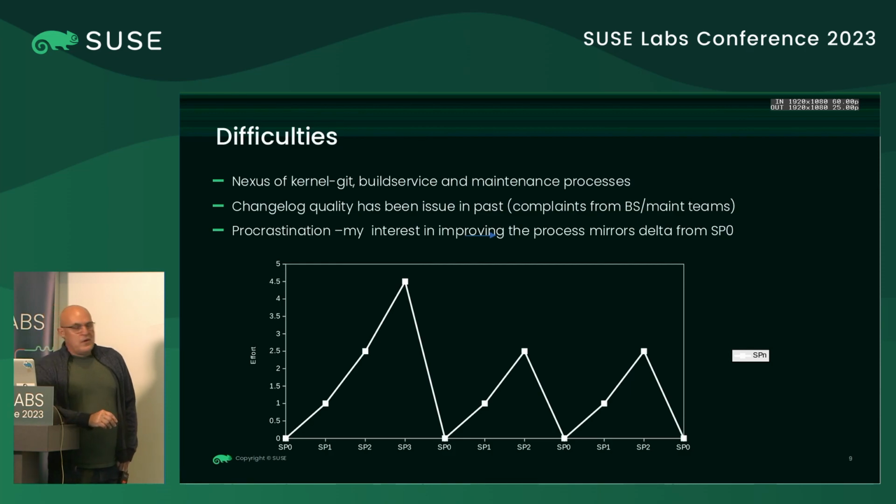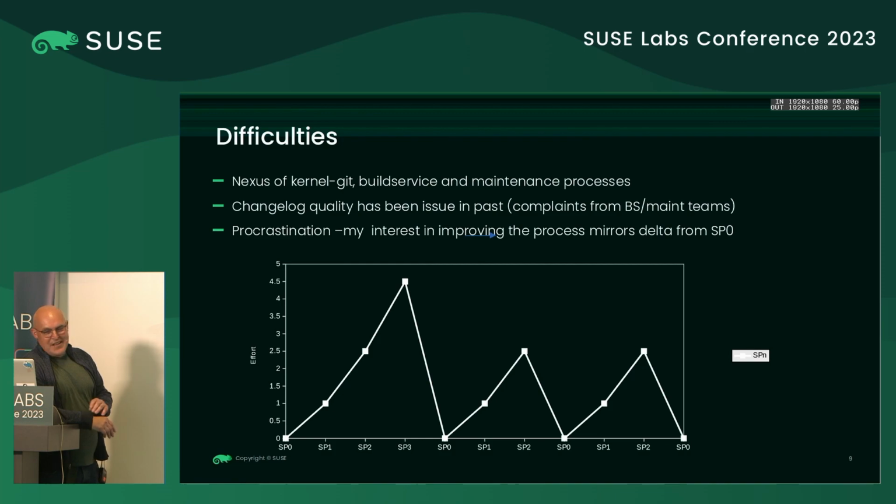So one of the difficulties here is that this exists at the intersection of the kernel git process, the build service process, and also the maintenance process for SLE. In the past, I know we've had complaints from the build service team that we've messed up our changelogs and our changelogs haven't been good enough, so I'm working on the basis that changelog quality is important. But there's definitely been a degree of procrastination here.